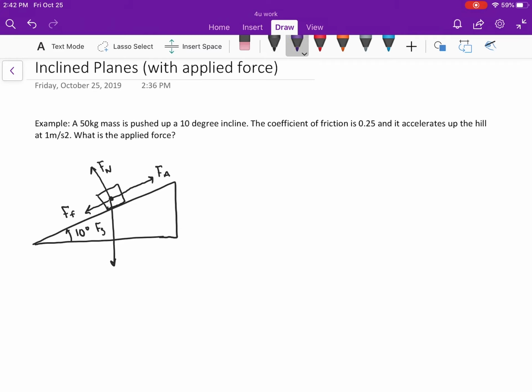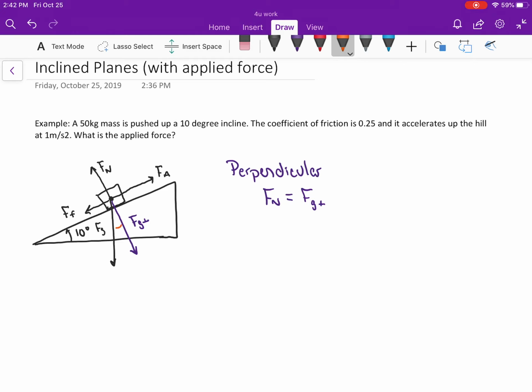When I tackle these, I'm always going to consider the components. I label them as perpendicular and parallel to. So there's a part of gravity that's perpendicular to the incline. If we start with that, since the question doesn't say anything about this object trampolining into the air or falling through the surface, I know that the normal force is balancing out that perpendicular component of gravity.